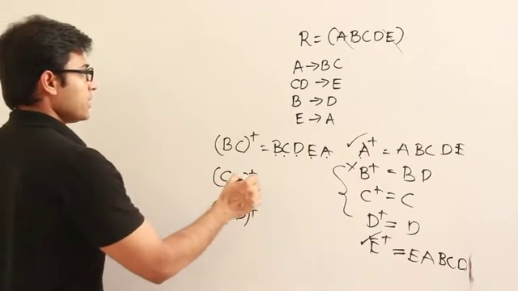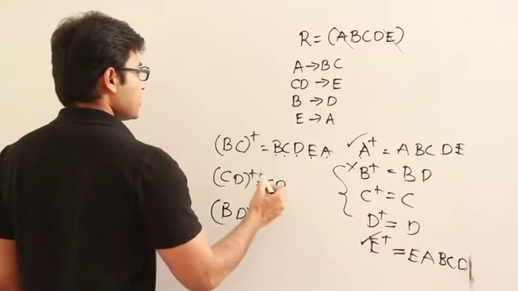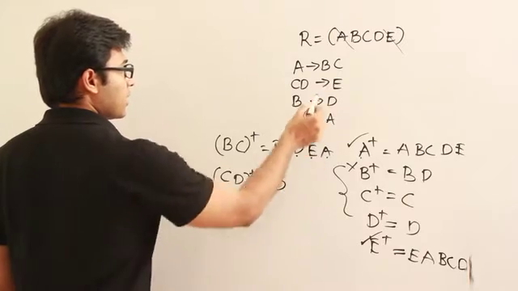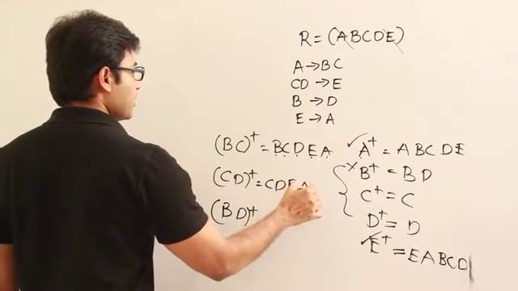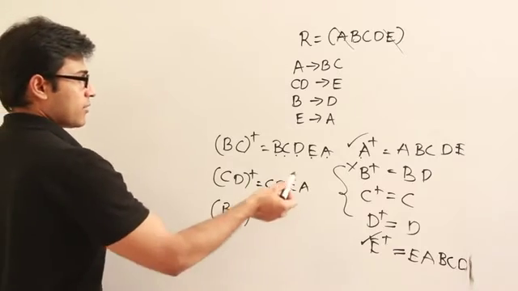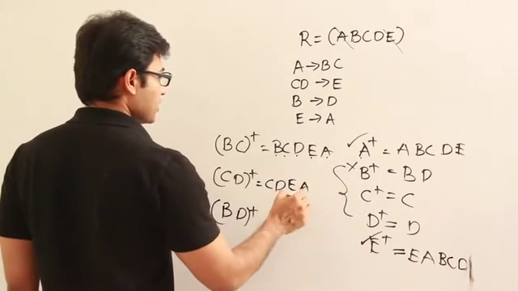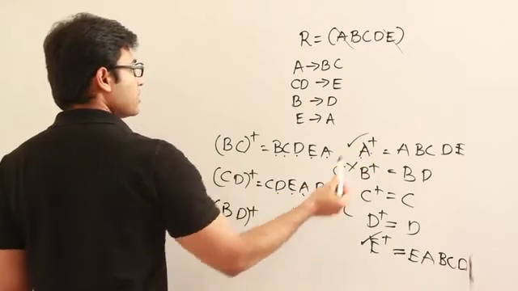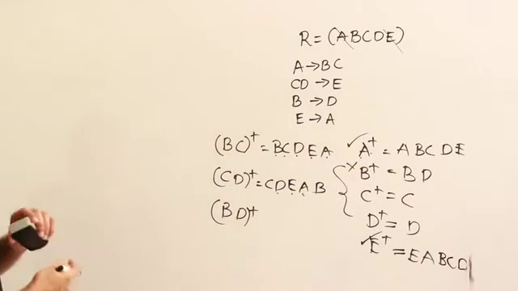And what about CD+? From CD+ I get CD, and from CD I get E, and from E I get A, and therefore everything. So what is missing here? A, B, C. Because we already know that A is a candidate key, so from there we get everything.